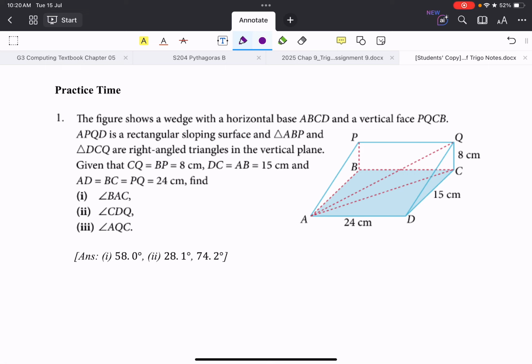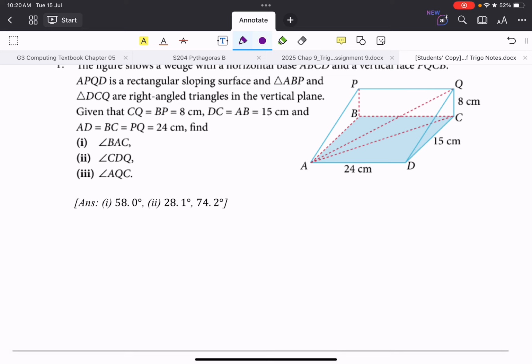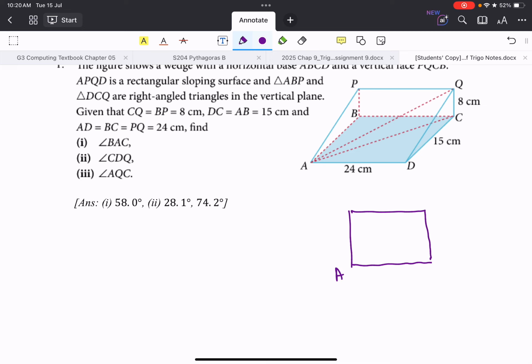The figure shows a wedge, okay, with the horizontal base and the vertical face, and all the things are labeled there for us, right? You can read them through. So what I want to do now is we want to find angle BAC. So BAC, you can see that they are all on the same plane. So I can actually do a quick look at the top-down view, right? So I draw A, B, C, D, right? So BAC is this angle that I'm interested in.